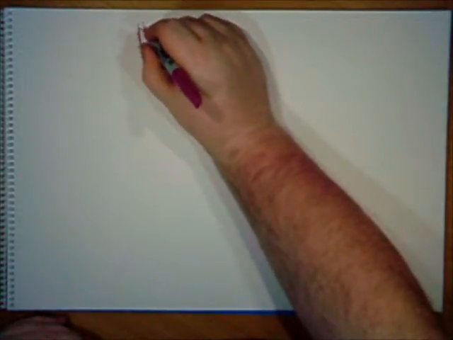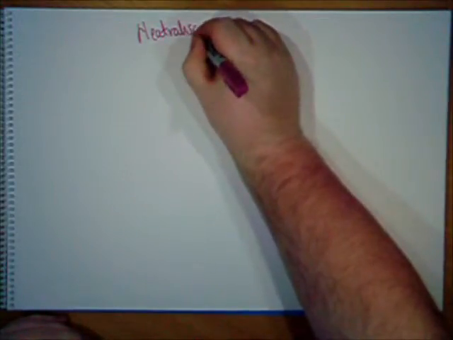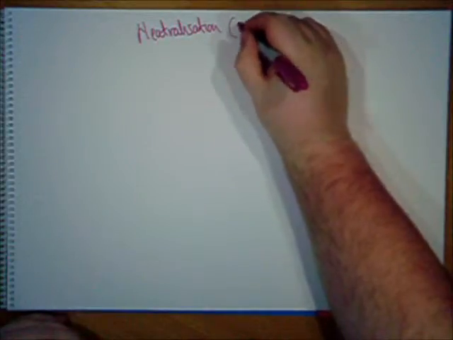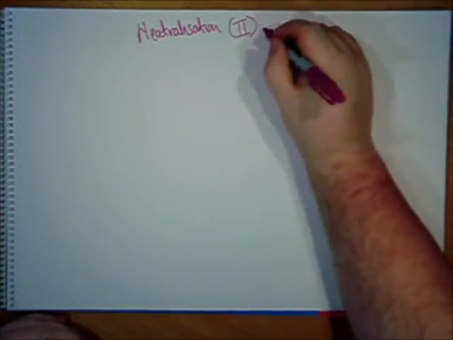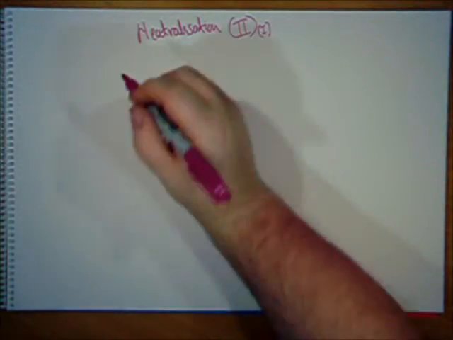Okay, so let's have a little look at some of those patterns in a bit more detail. This is neutralisation part 2, and this is the first of our specific patterns. The first one we looked at was this.